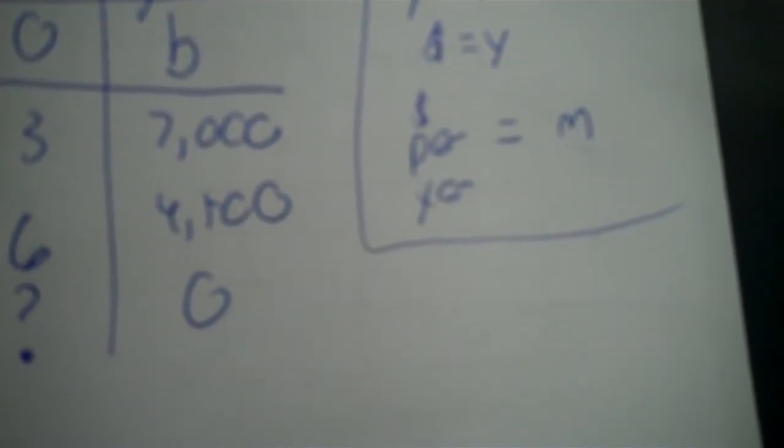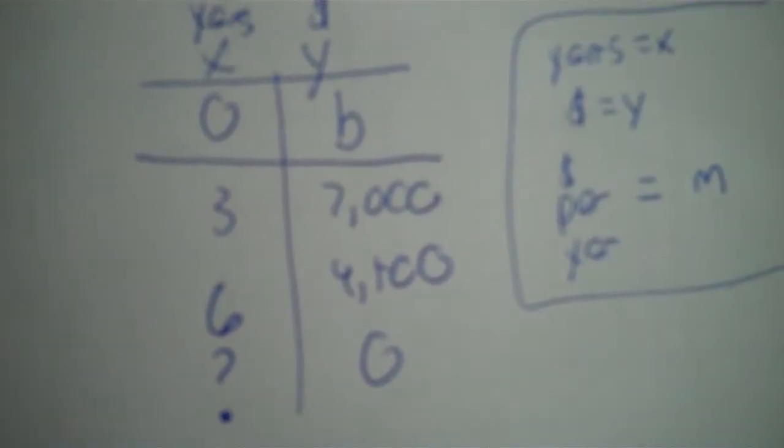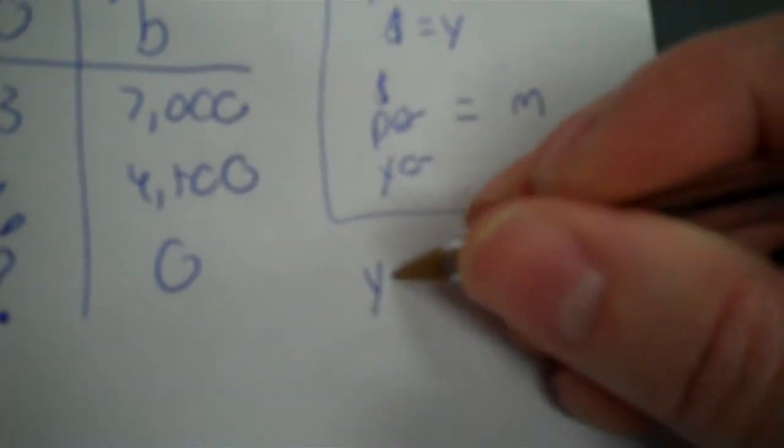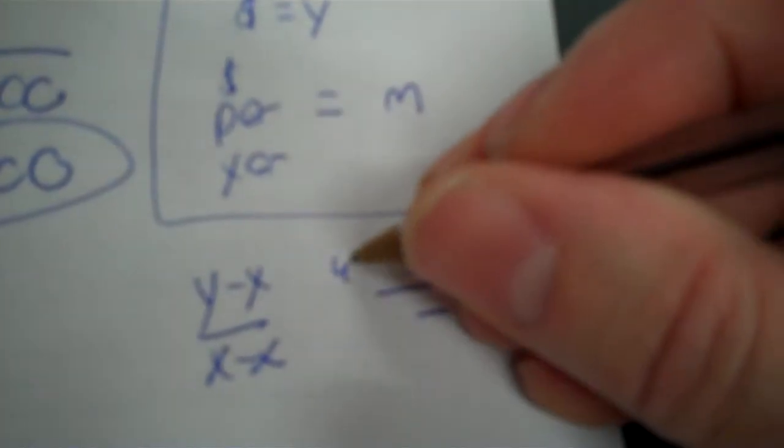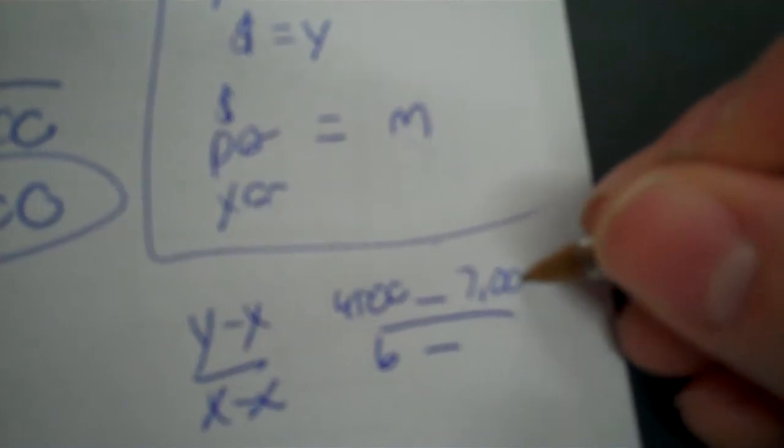Okay, so your M, well, it's the same way you would find a slope. It's the change in Y, or the money, over the change in X, or the years. So Y minus Y, X minus X. So I would put 4,500 over 6, and then I would put 7,000 over 3, okay?